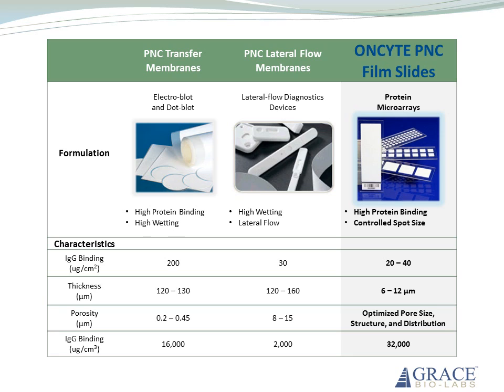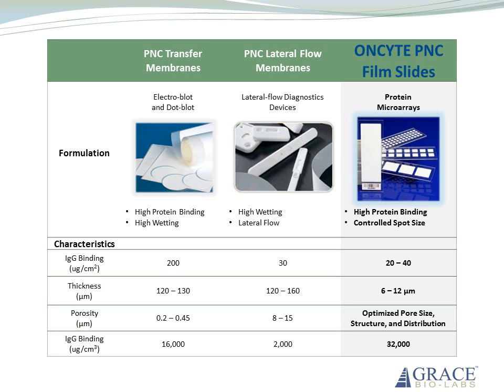First, let's take a moment to describe ONCYTE PNC. There are many types of nitrocellulose on the market, but they differ quite substantially. For example, membranes for Western blotting and diagnostic strips have nitrocellulose formulations designed for those specific applications. They both are thick membranes, but differ in their binding capacities, porosity, and wetting characteristics. ONCYTE PNC slides are very different from these. This is a specialized formulation for use as a microarray binding surface. Unlike transfer and lateral flow membranes, ONCYTE PNC is much thinner, and the porosity has been optimized to give controlled wetting and very high binding capacity.